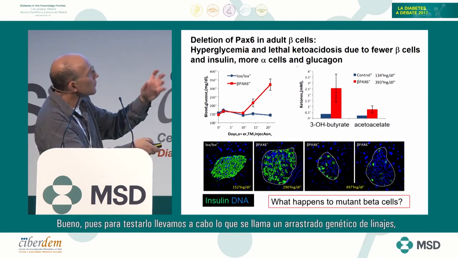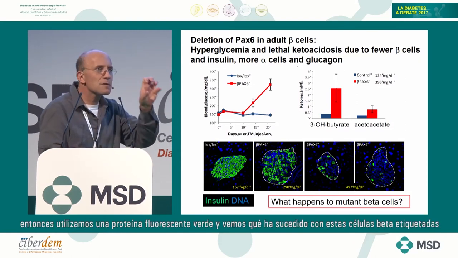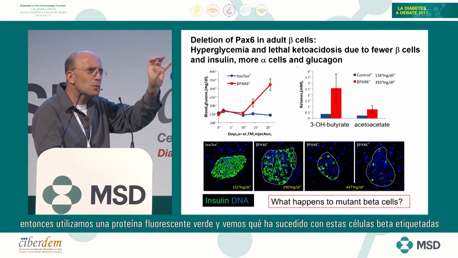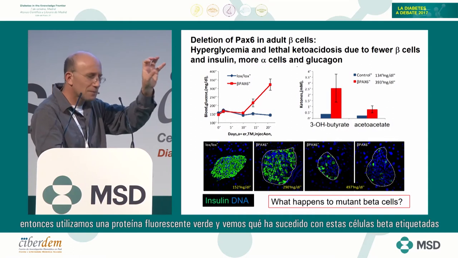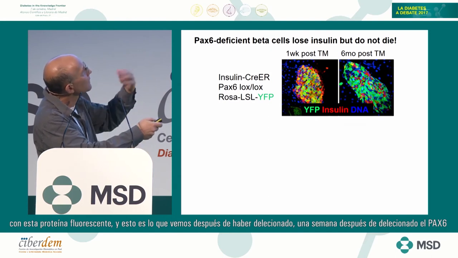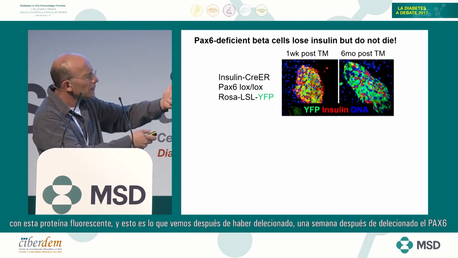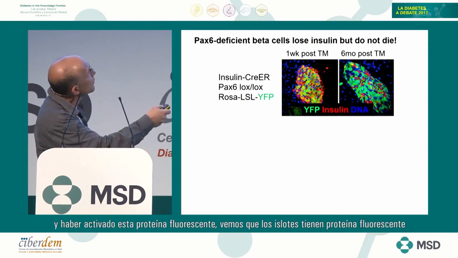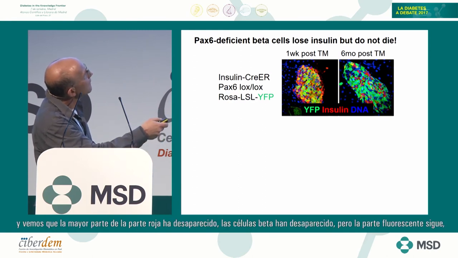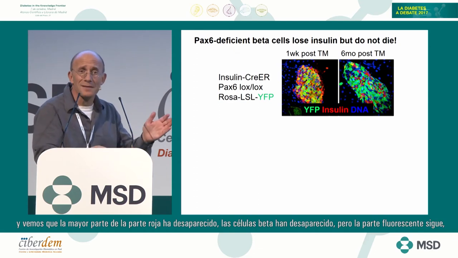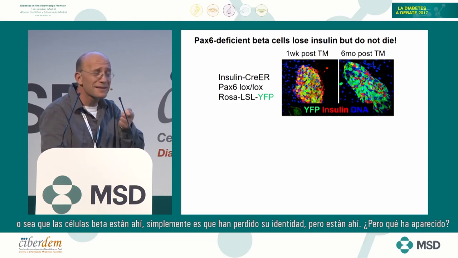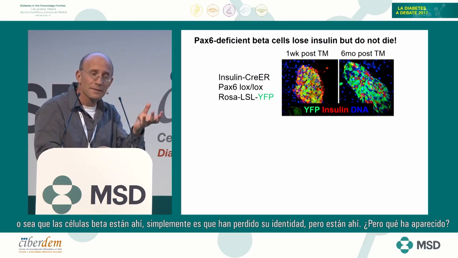So to test that, we performed what's called genetic lineage tracing, where we irreversibly tagged the beta cells with the green fluorescent protein, right? And then ask what happened to this green fluorescent protein labeled beta cells with time in the mutant. So this is what you see after we delete PAX6 and also turn on this yellow fluorescent protein. You see the islets have both yellow fluorescent protein and insulin. Six months later, most of the red is gone. Beta cells are gone. But look, the YFP, the yellow fluorescent protein, is still there, suggesting that beta cells are still there. They haven't died. They just lost their identity.